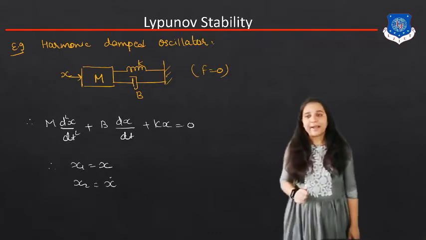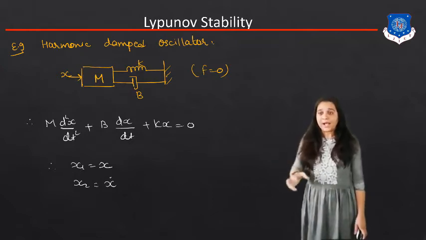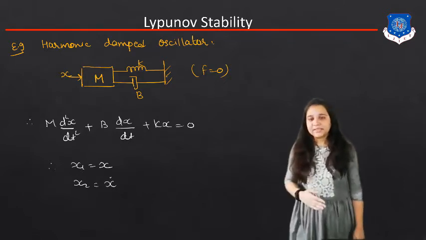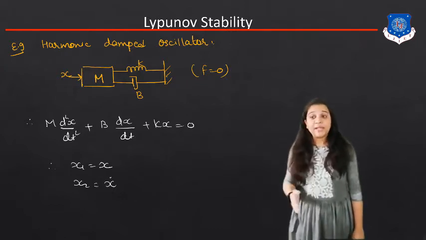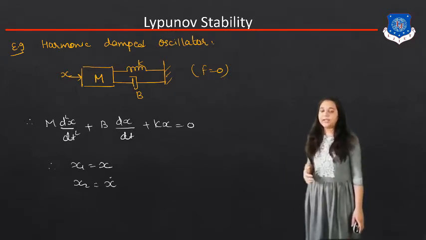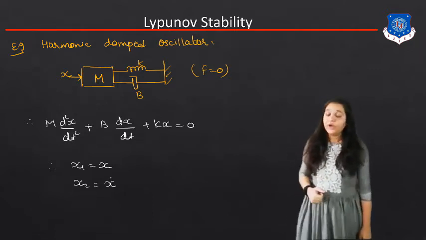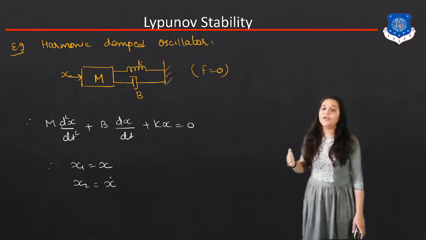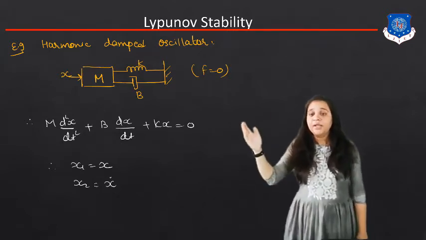If we write the equation for this mechanical system, we write mass into acceleration, and acceleration is d square x upon dt square. So m into d square x by dt square plus b into v, where v is equal to dx by dt, plus k into x, and force is equal to 0, so we put it equal to 0. Now we assume the state variables: x1 is equal to x, and x2 is equal to x dot.